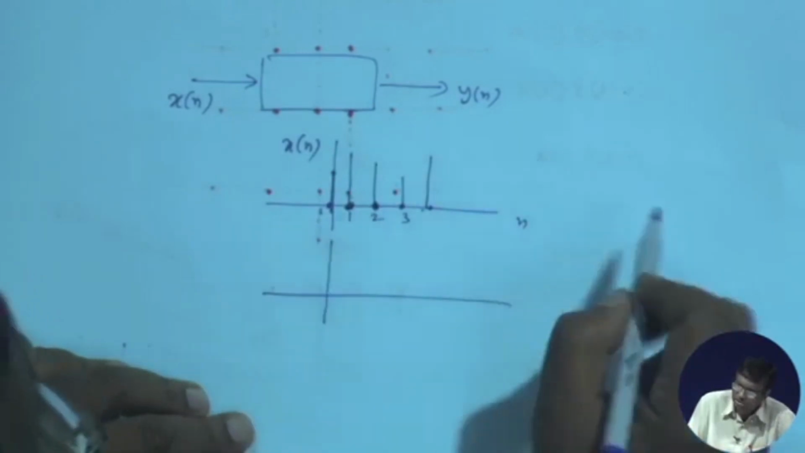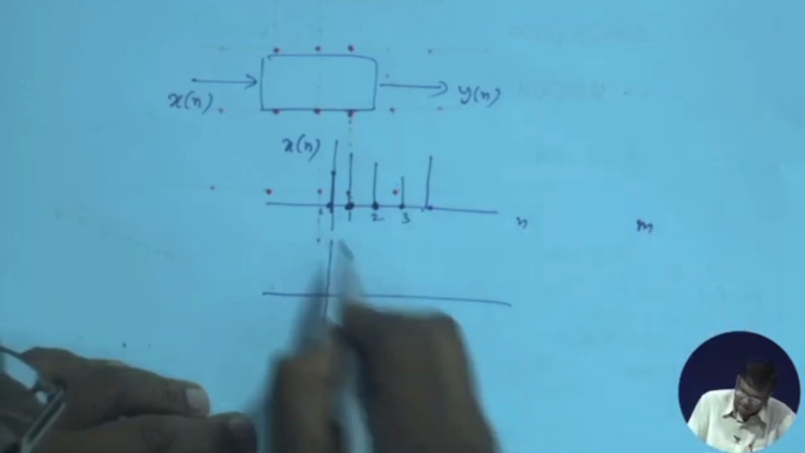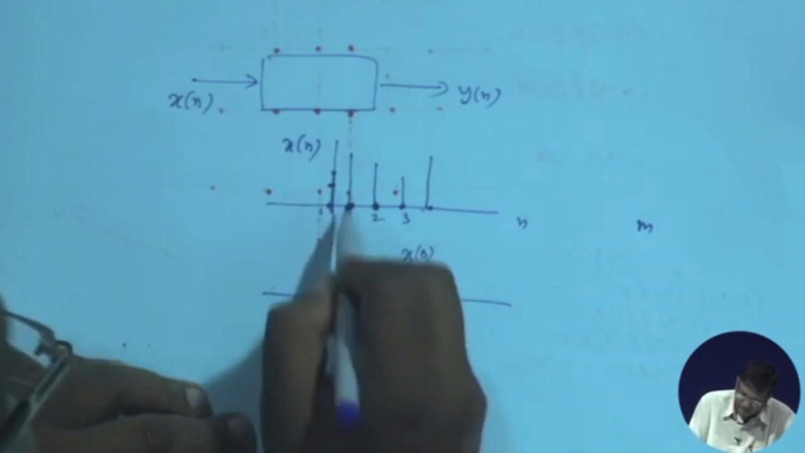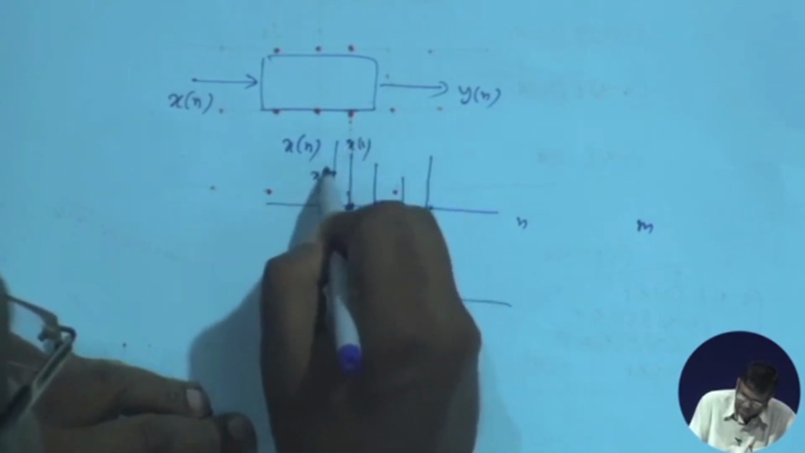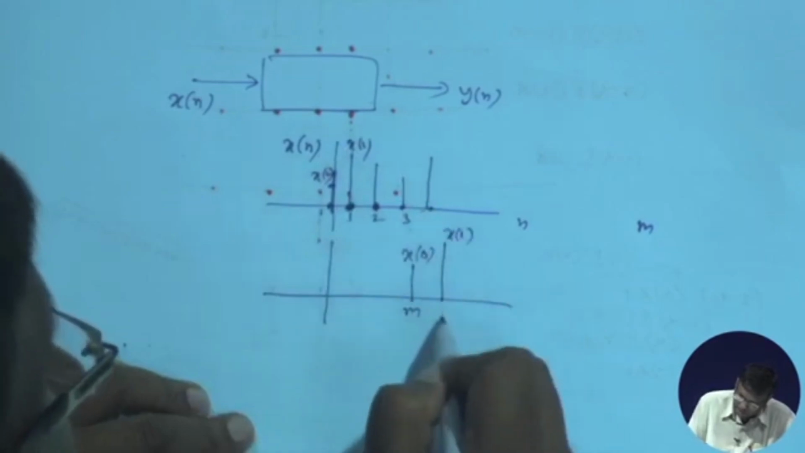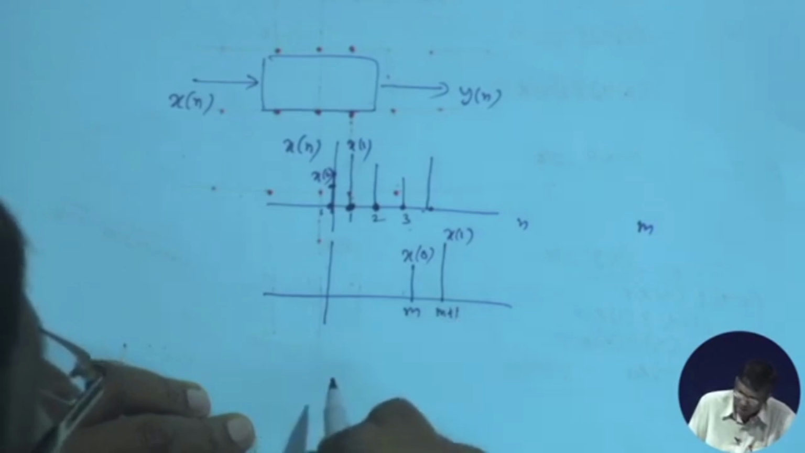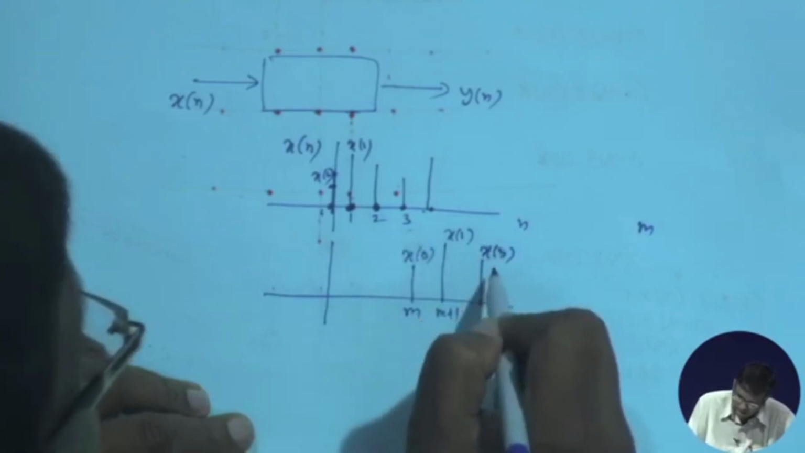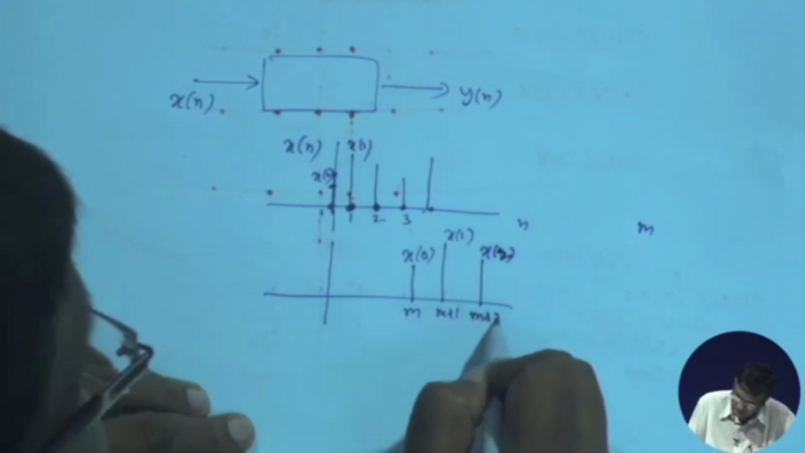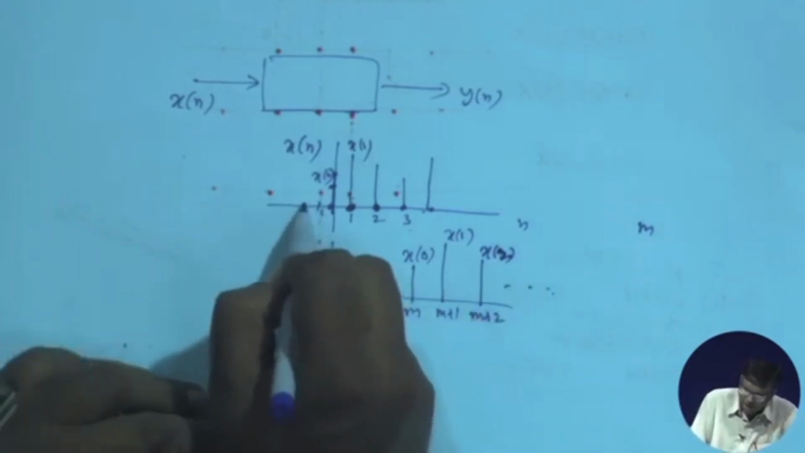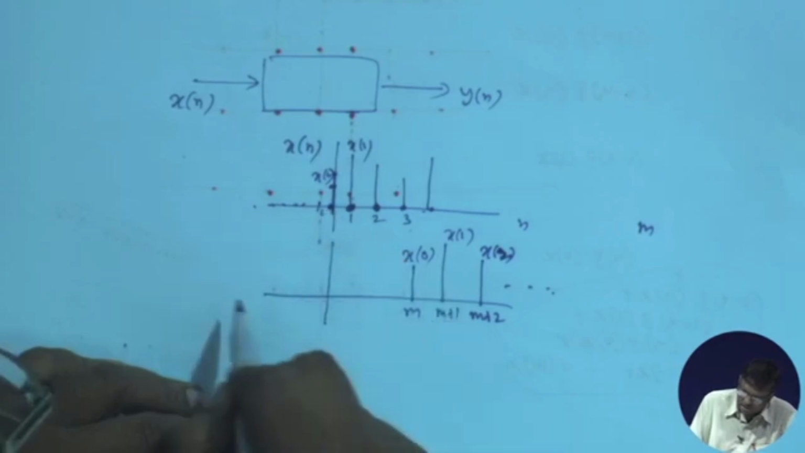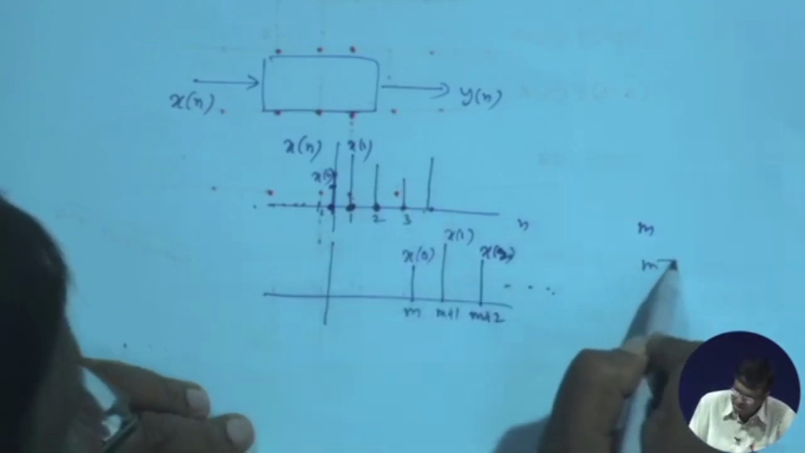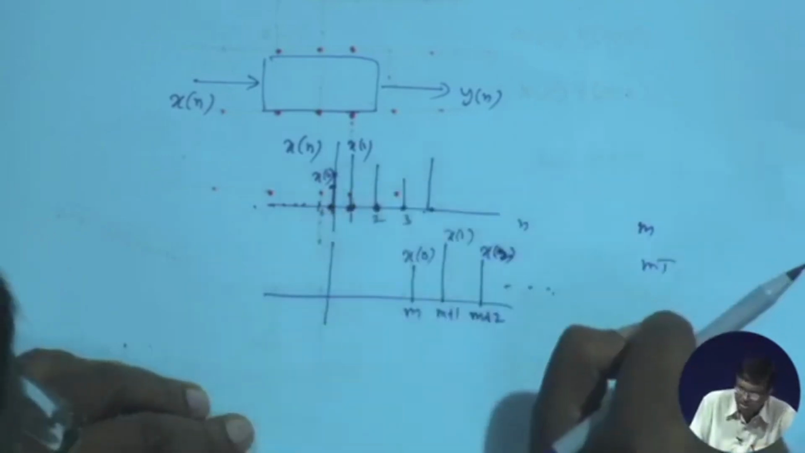Suppose it is shifted by some amount, say m. That means x 0 will come to m, x 1 will come to m plus 1, and like that, x 2 will come to m plus 2, and so on. Assume that the left side was 0. I started from this index. So this is delayed in terms of actual time, delayed by m times T, that much time, where T is the sampling period.